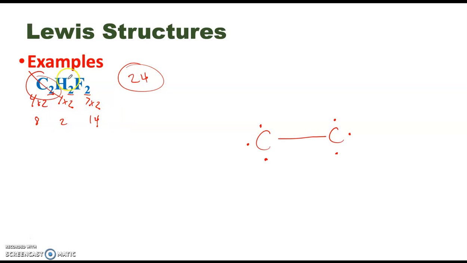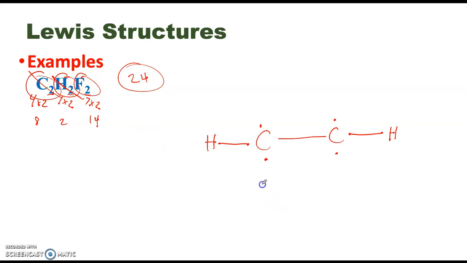Now I've got 2 hydrogens and 2 fluorines. They each like to form 1 bond. So let's just start by putting a dot here, connecting it. Let's make it symmetric. Dot and connect. So now my hydrogens are gone.